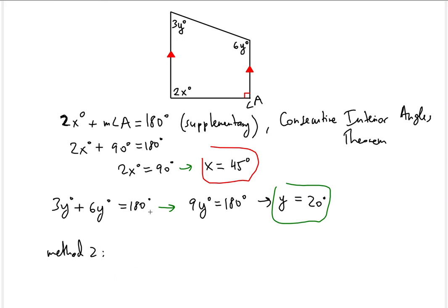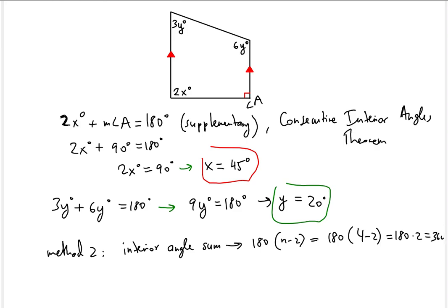Method 2. So how do we get 360 degrees? Remember, there's a formula that gives you the interior angle sum. That comes from 180 times the number of sides minus 2. So what is the number of sides going to be? The number of sides is going to be 4 because this is a quadrilateral. 4 sides, and the same thing, 4 angles inside. So that's 4 minus 2, so that's 180 times 2, which is 360. So 360 is the total sum.